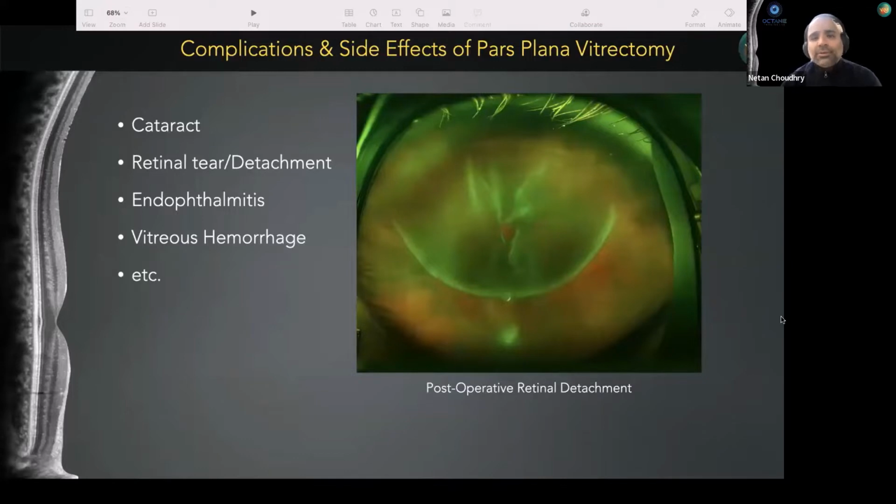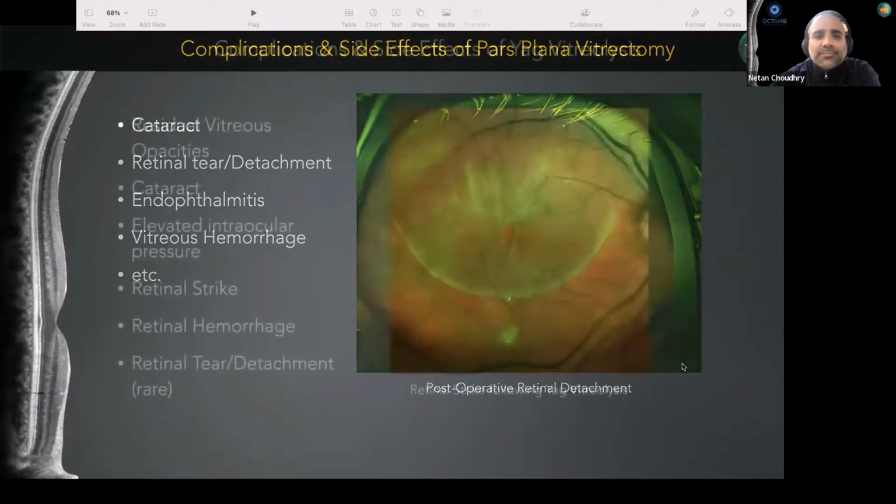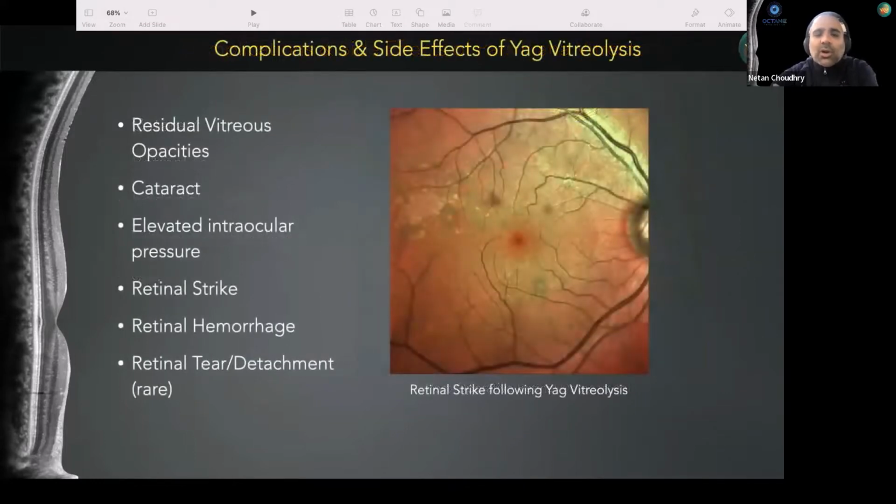So again, as we saw with the ultrasound and the vitreous dynamics, the vitreous moves very little with this technology. And as such, we don't likely see many tears and detachments. Endophthalmitis with vitrectomy is much more likely, but not so much with YAG vitreolysis, of course. And vitreous hemorrhage, of course, is something that we can see more with surgery, less so in the case of YAG vitreolysis. So, one of the complications that is worth talking about is a retinal strike.